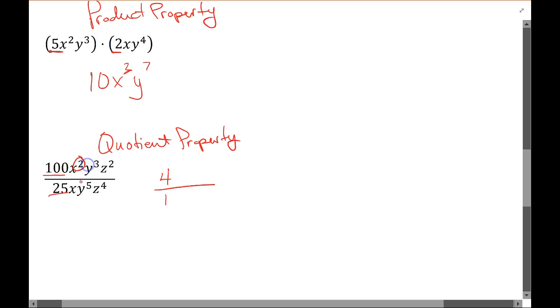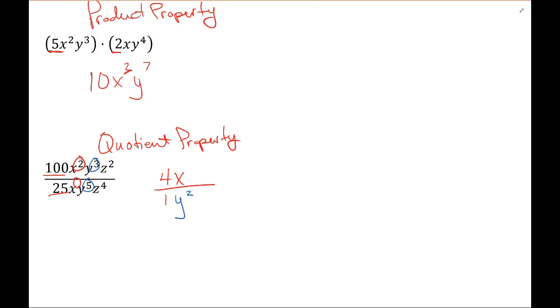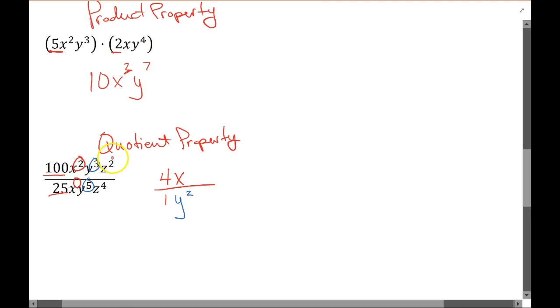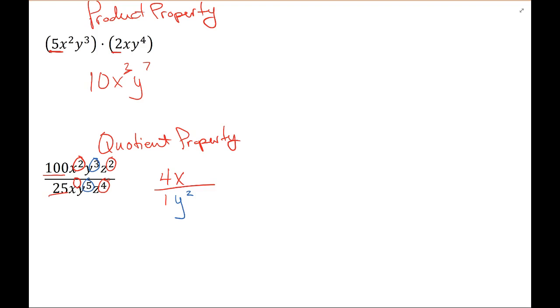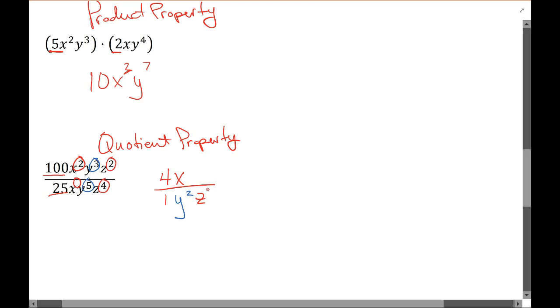So here, I'm going to do 2 minus 1, which is 1. There was 2 on top, so the x's stay on top. But with your y's, there's 3 on top, 5 on the bottom. 5 minus 3 is 2. So we're going to get y to the 5th, y squared in the bottom. And then we have z squared and z to the 4th. Again, do 4 minus 2, and the result is 2, because there were 4 z's in the bottom, which was more. Z stays in the bottom, and so we get a z squared.